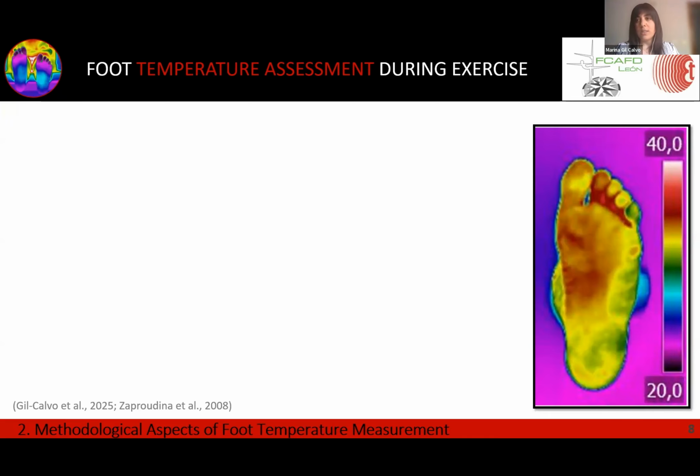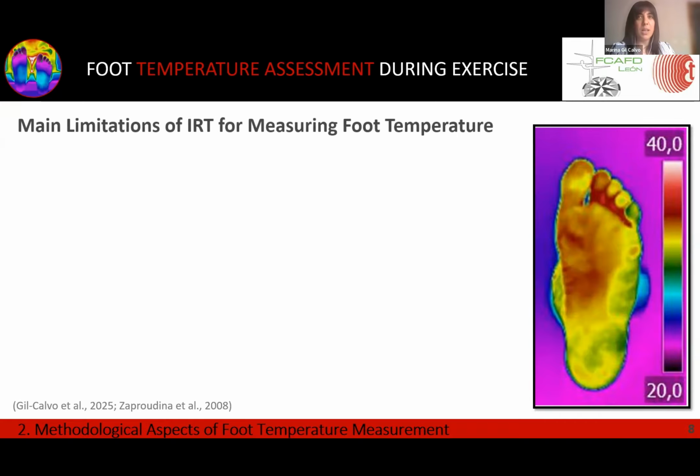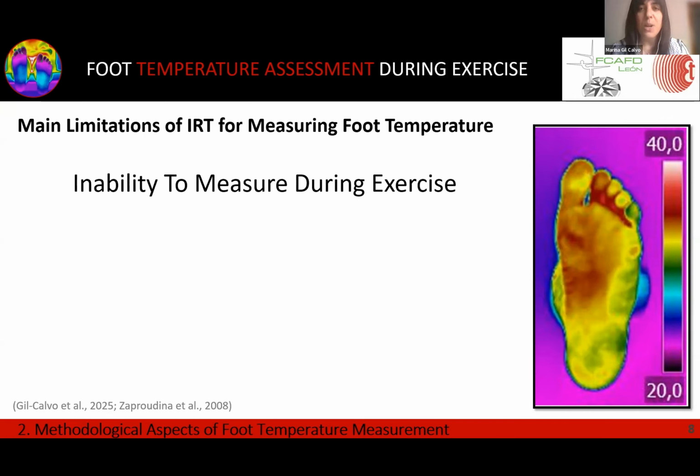But as Felipe said, it's also important to understand the main limitations that we have in the regions we are measuring. In the case of the feet, while we are performing physical exercise, normally we are not able to measure this region because it is covered with footwear and with socks with different layers. So we can only measure before or after performing this physical exercise.